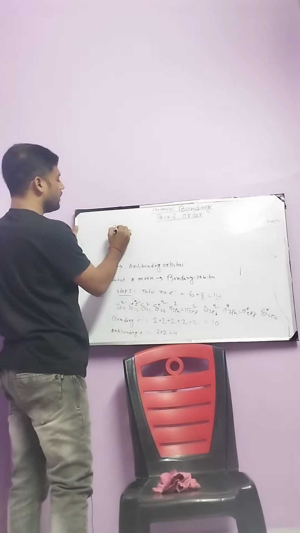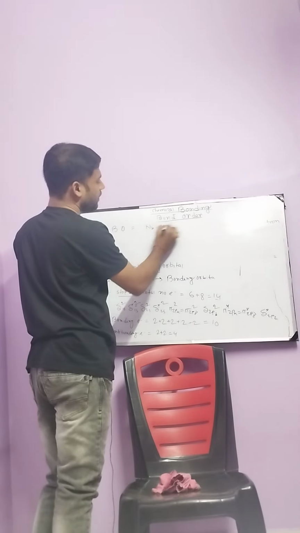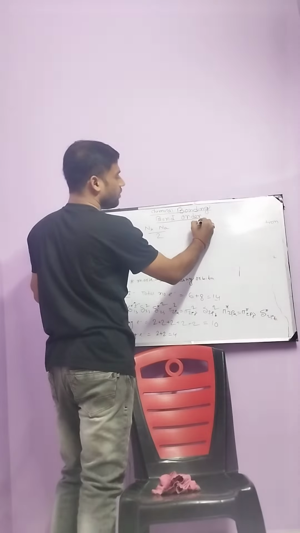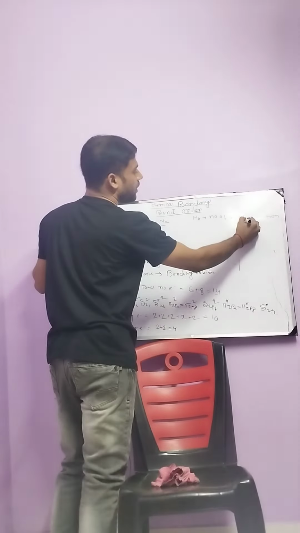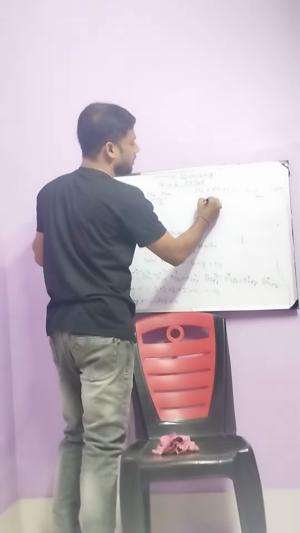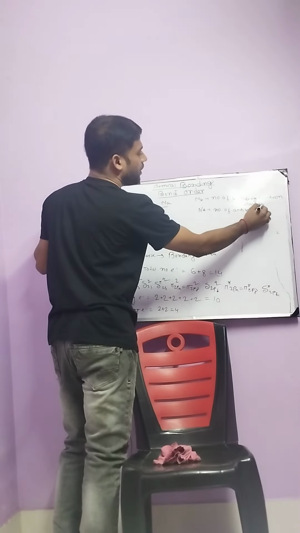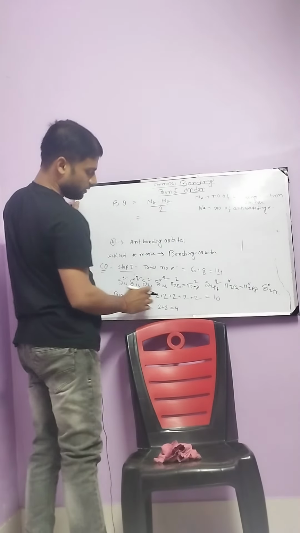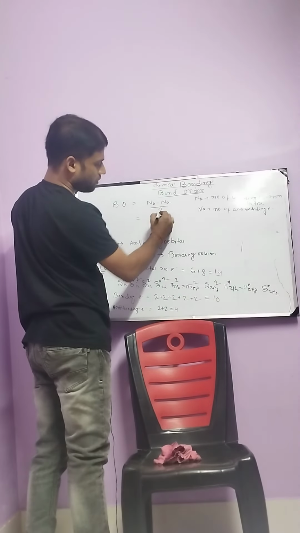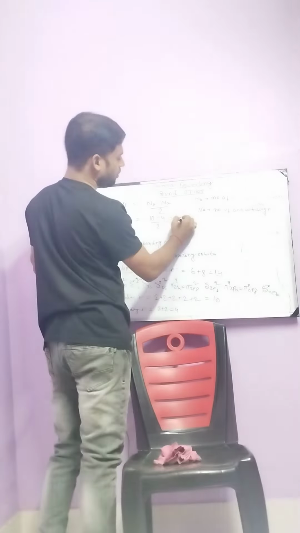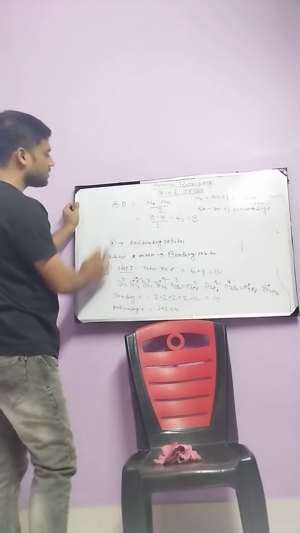The formula of bond order in a molecule: BO, that means bond order, is equal to (NB minus NA) by 2. What is NB? NB denotes the number of bonding electrons, and NA is the number of anti-bonding electrons. So bonding electrons counted 10, anti-bonding electrons counted 4, divided by 2, that means 6 by 2, result bond order 3. So for the compound carbon monoxide, the bond order is 3.